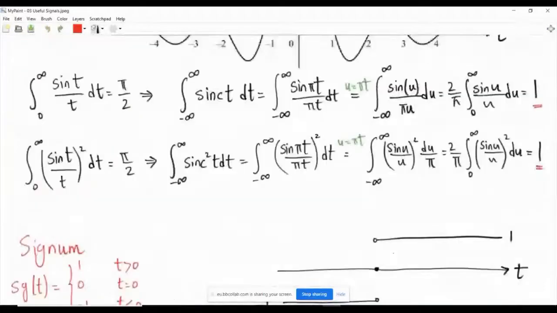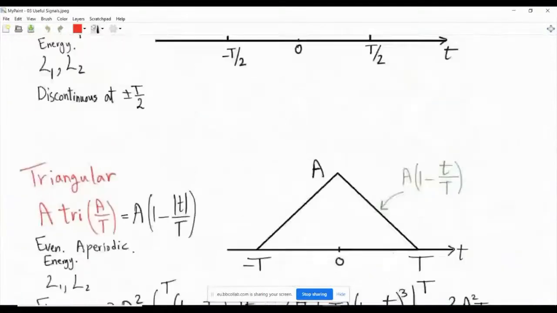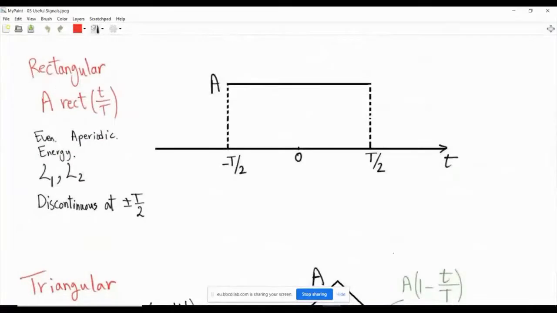So, there are useful signals, and I'm sure that you have seen them. But the idea is that sometimes those signals, or some of them, not all of them, are defined differently in different courses. And so let's try to be on the same page, so that when I write down these things later, we have the same understanding of what these signals are.